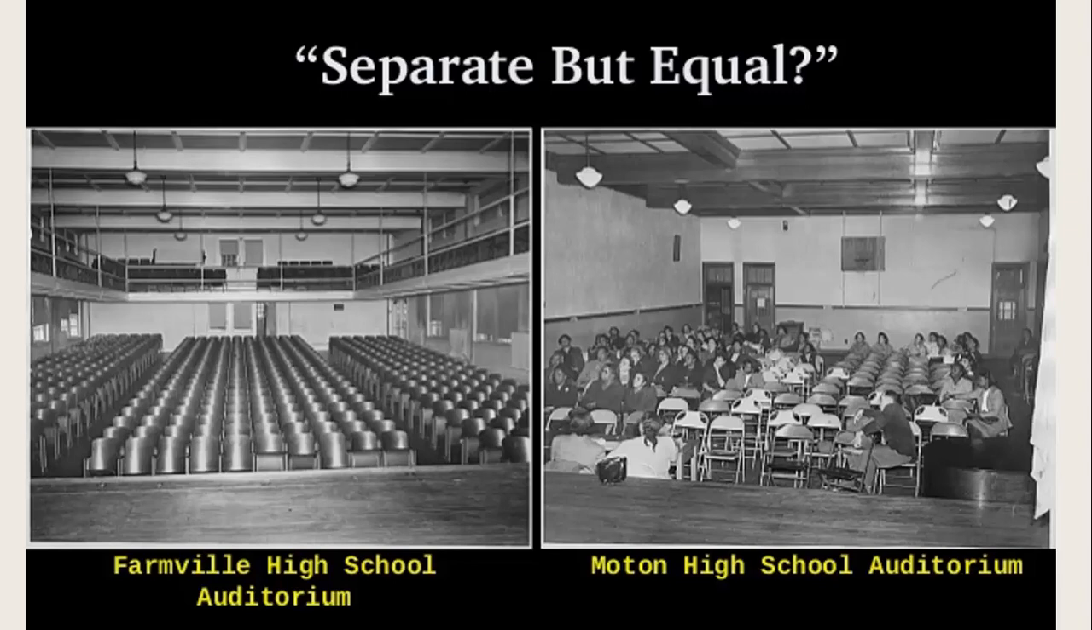And so here we see a couple of examples. Here's an auditorium where people would go to see plays and performances. This was the Farmville High School auditorium, and then this was the Moton High School auditorium. Farmville was an all-white school, whereas Moton was an all-black school. So we see some discrepancies there where one looks a lot nicer than the other.